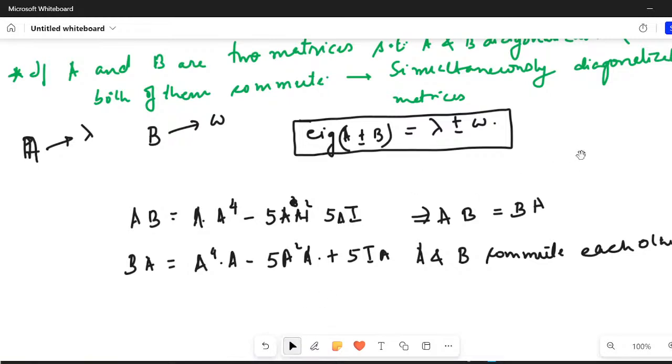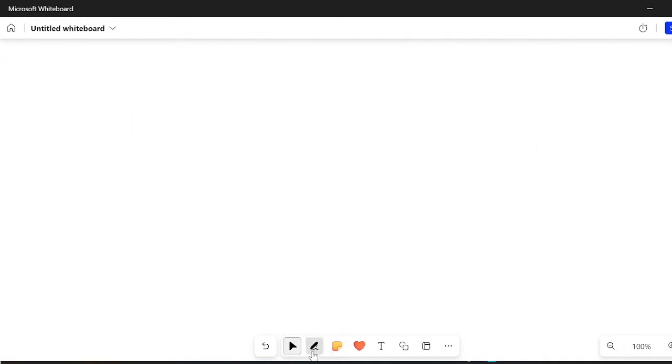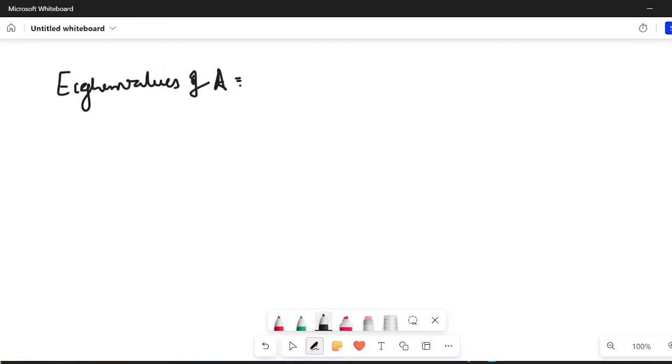Now you see, I already know that the eigenvalues of A are minus 1, 1, 2, and minus 2. And how is B related to A? B is related to A by A raised to power 4 minus 5A square plus 5 identity. Is that clear? I hope it is clear.